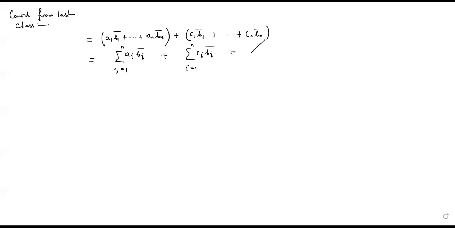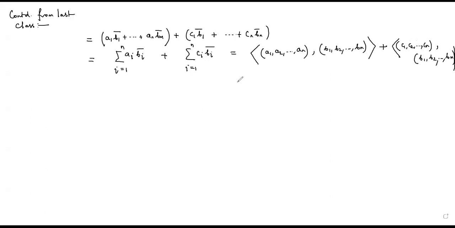This is equal to the inner product between the numbers a1 a2 dot dot dot an and b1 b2 dot dot dot bn. This is the first inner product, and the second one is you take c1 c2 dot dot dot cn comma b1 b2 dot dot dot bn.